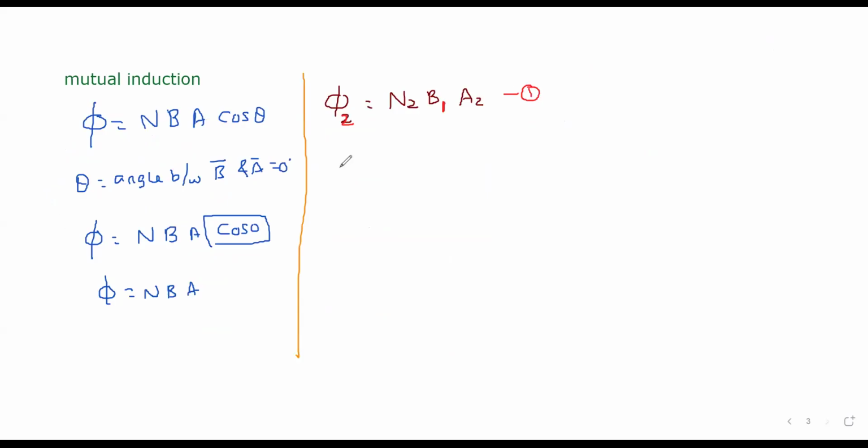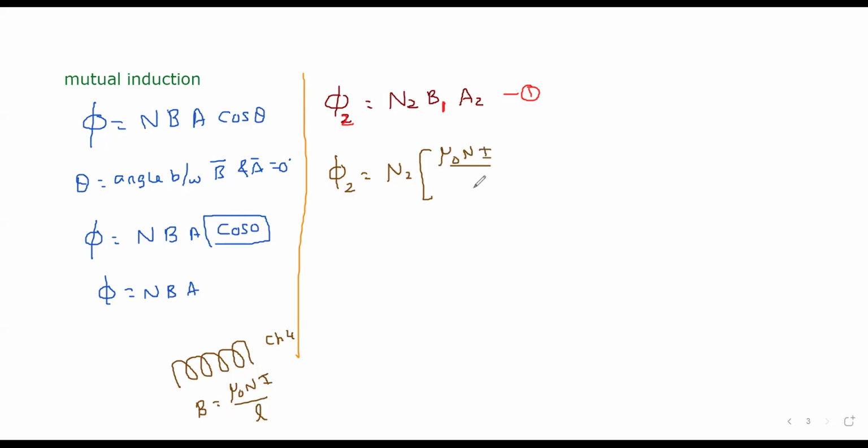Next, phi 2 is equal to N2 into B1. For any solenoid or spring, what is the magnetic field formula? B is equal to mu naught N I by L. We studied this in chapter 4. But B1 is mu naught N I by L. Since it is B1, I use N1 I1 in A2. So opening the bracket, phi 2 is equal to mu naught N1 N2 I1 A2 by L. Equation number 2.